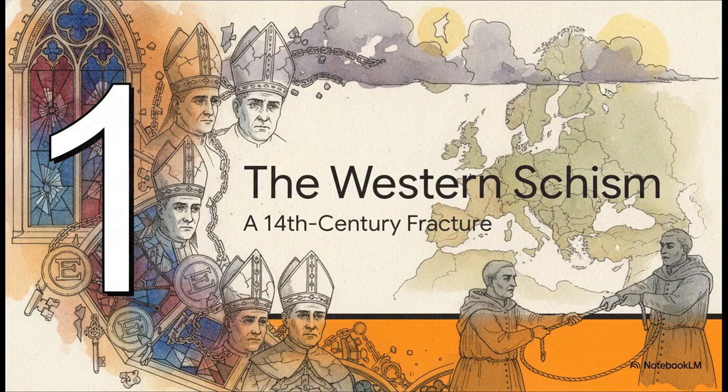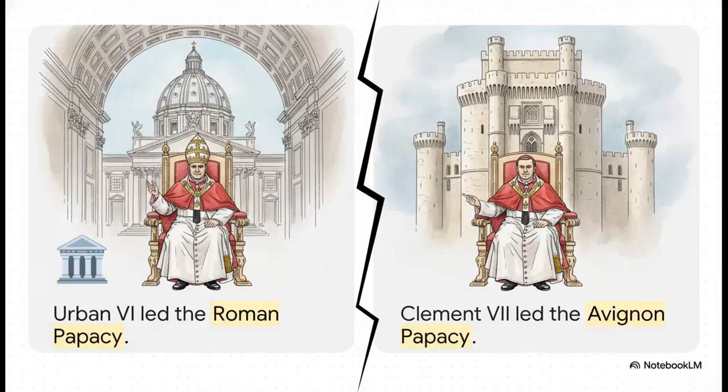Section 1. The Great Western Schism. And this brilliantly illustrates what a fracture of this magnitude looks like on the world stage. Let's travel back to 14th century Europe. The Catholic Church, which was the absolute bedrock of society at the time, faced an unprecedented crisis.